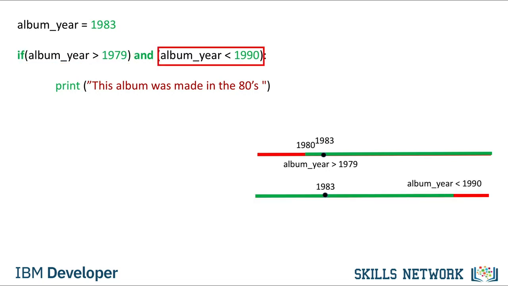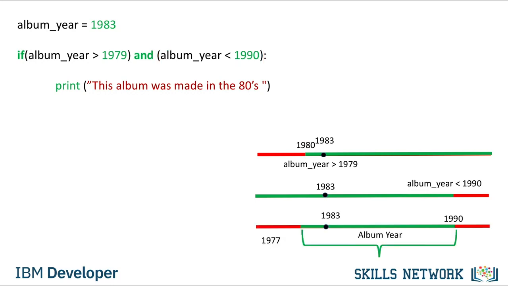Examining the second condition, we see that 1989 is greater than 1983, so this condition is also true. We can verify by examining the corresponding second number line. In the final number line, the green region indicates where the area is true. Similarly, this region corresponds to where both statements are true. We see that 1983 falls in the area. Therefore, we execute the statement. Branching allows us to run different statements for different inputs.